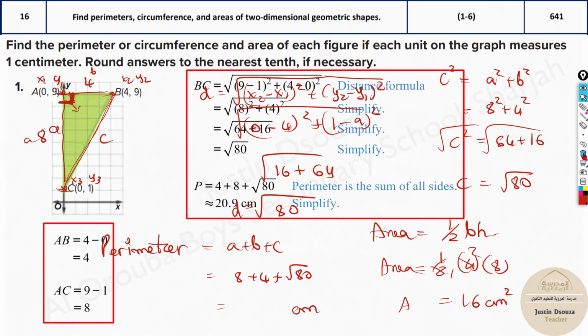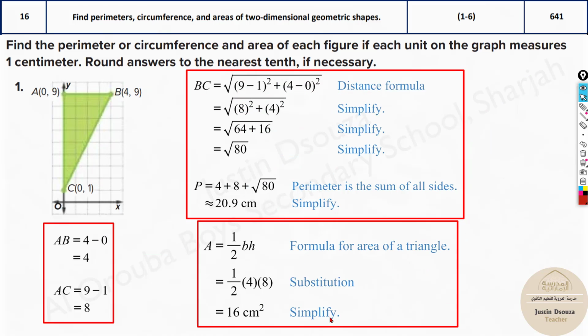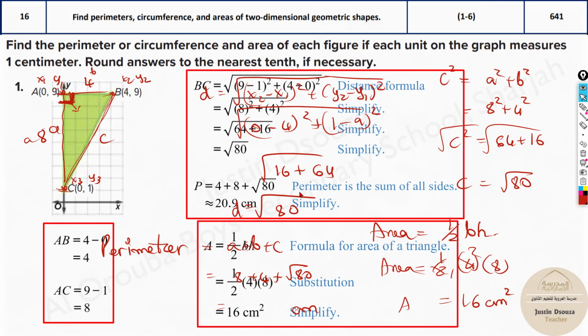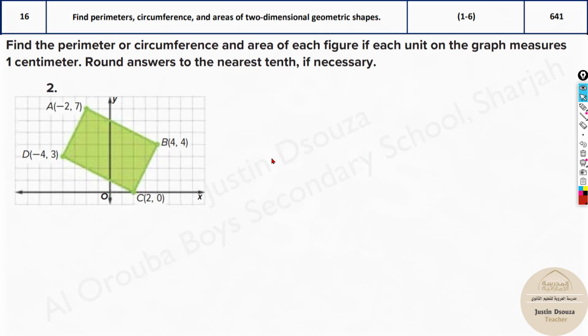Let's just check the answer. Yes, it's 20.9 and the area we got was 16. And these are the answers. So that is how we solve it. Now, if you're thinking why I did so much, I just did 2 different methods. You can choose any one of them. Here also the Pythagoras theorem is used. The distance formula is used over here.